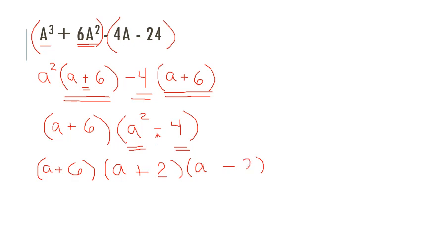So now I'm looking for any other things I can do, and I don't see anything. So this is my final answer. A plus 6 times a plus 2 times a minus 2 is going to multiply together to make that big 4-term polynomial.